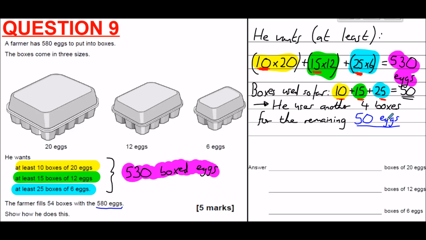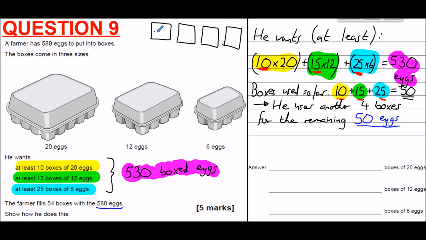So it says that he fills 54 boxes with the 580 eggs, so there's no wasted space. And so there's 50 eggs, 4 different boxes. Box 1, box 2, box 3, box 4. So how could this be done so that he fills the other ones completely, filling 4 boxes with 50 eggs? So how could this be done? There's no way of doing this apart from just trial and error, really, to be honest.